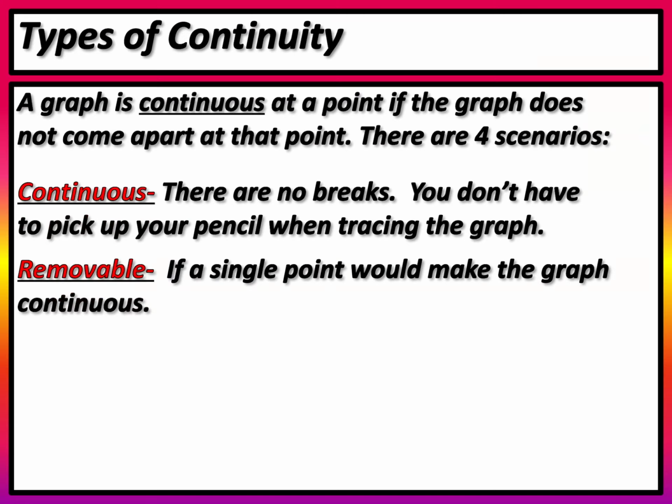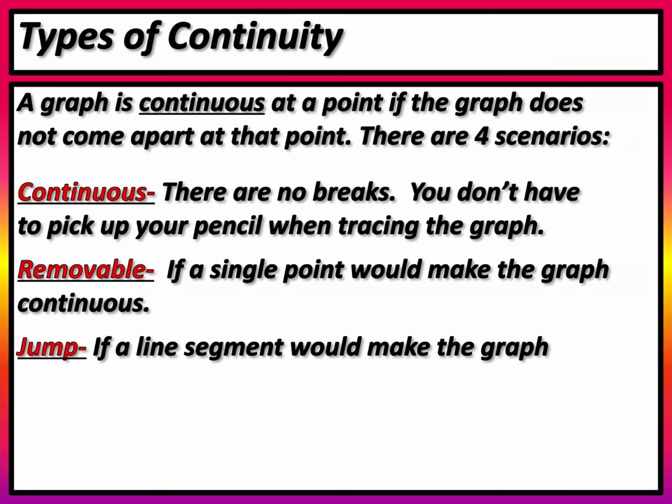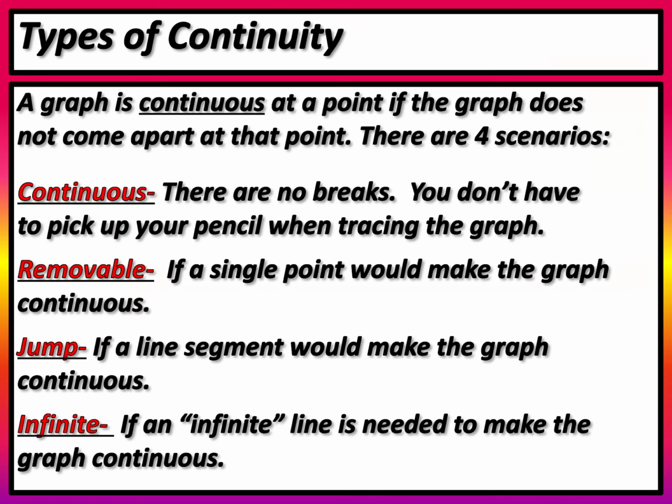Removable happens if a single point would make the graph continuous. So that means that when you're tracing the function, you would have to pick up your pencil over one single point. Jump is when you would need an entire line segment to make it continuous. And infinite is when you would need an infinite line to make it continuous.